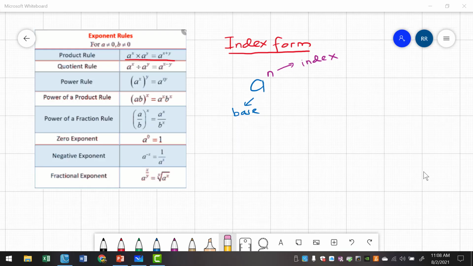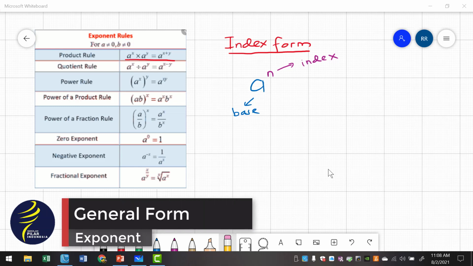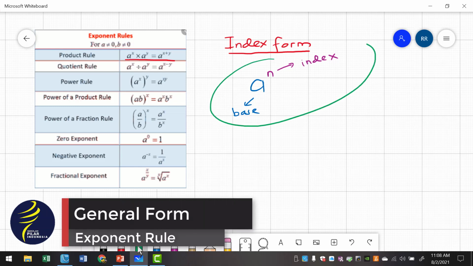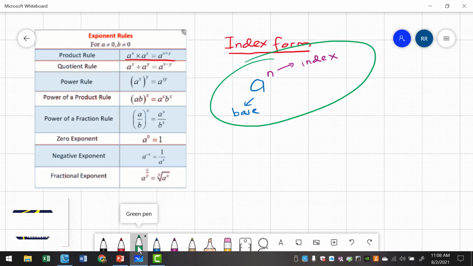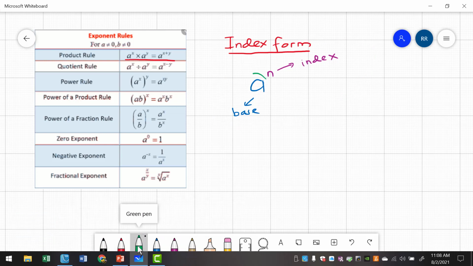Okay, so in this video, I'm going to explain exponent rules. The first thing that you need to understand is that we have an index form, a general index form, which is this one over here. If you see something like that, we have a to the power of n. We call the a the base, and the n the index. I'm going to use those words a lot later.